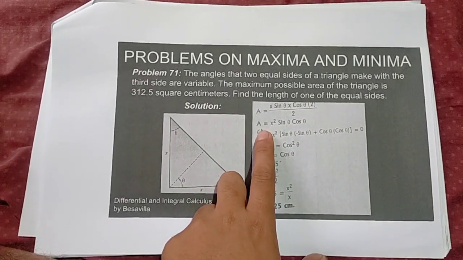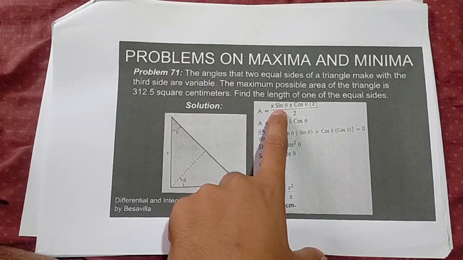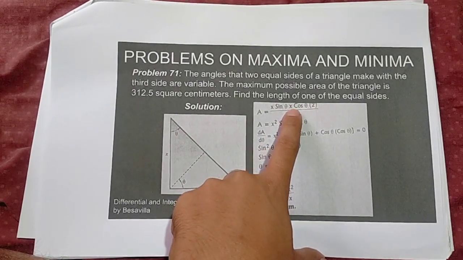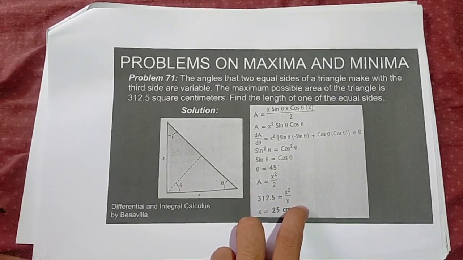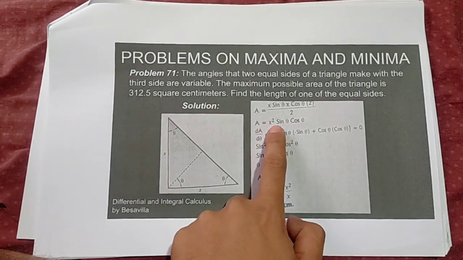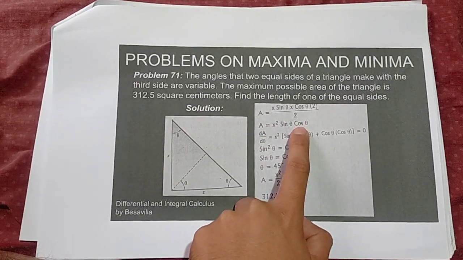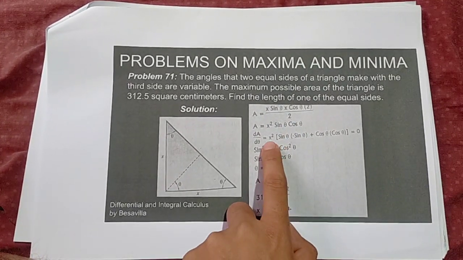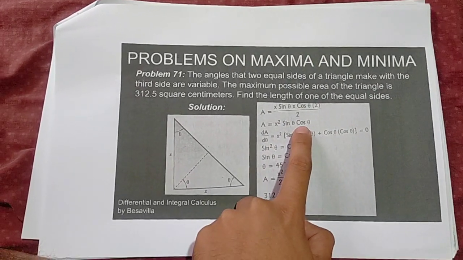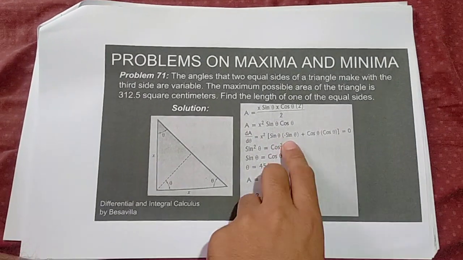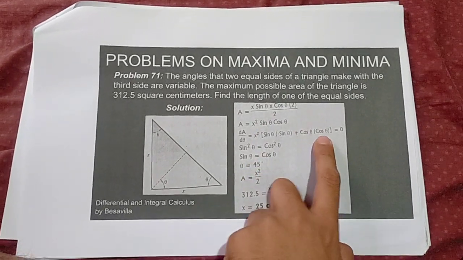So we come up with area is equal to x squared sine theta cos theta, which is x sine theta times x cos theta. Next is dA d theta is equal to x squared. We can see that this is u and v, so it is u dv plus v du. Our u is x squared sine theta, and the derivative of cos is negative sine theta, plus cos copied, and the derivative of sine theta is cos theta, is equal to 0.